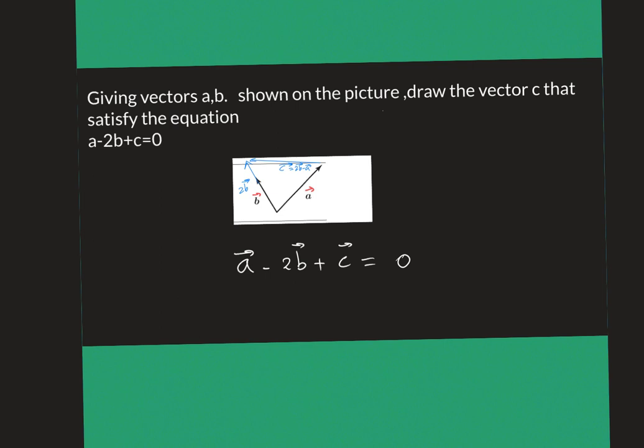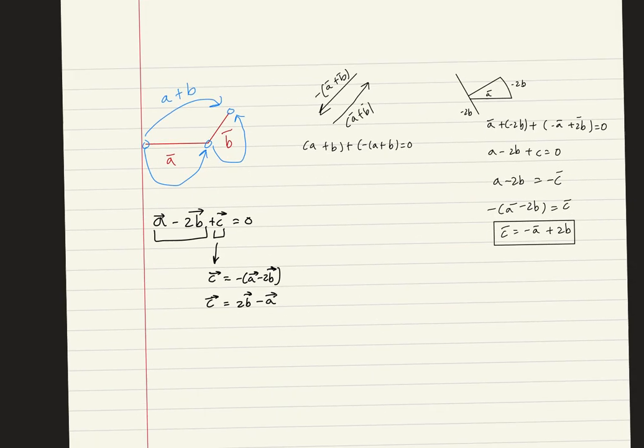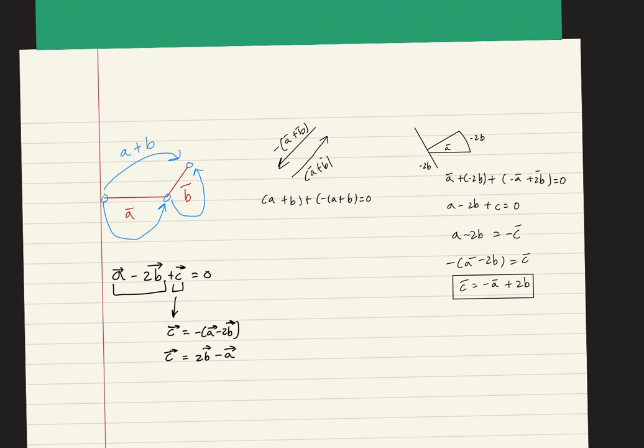Alright, next question. It says, given vectors A, B shown on the picture, draw the vector C that satisfies the equation. So vector A minus 2B plus C equals 0. Alright, so we have vector A, vector C. So in this one, this one will be A plus B. Now we know that the parallel opposites will be A plus B plus negative A plus B.